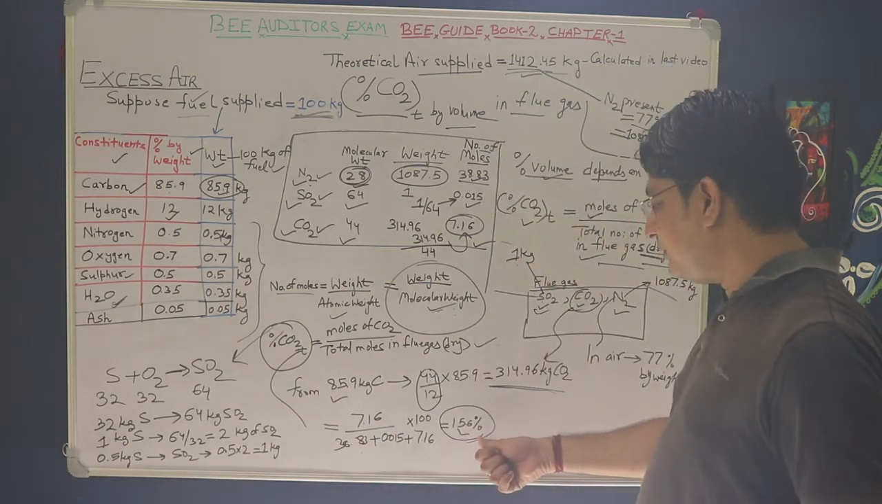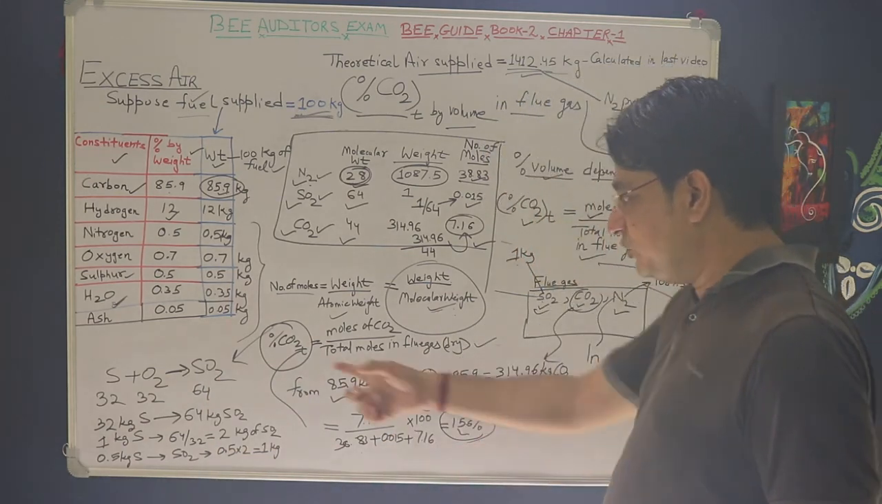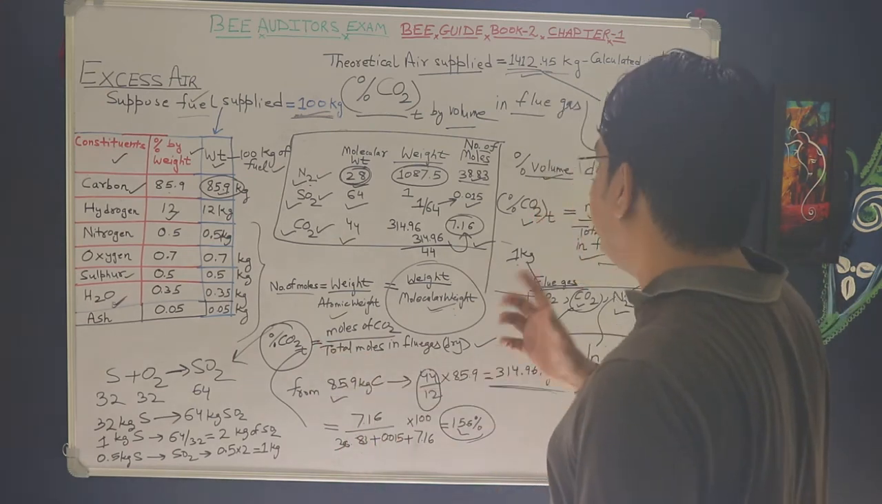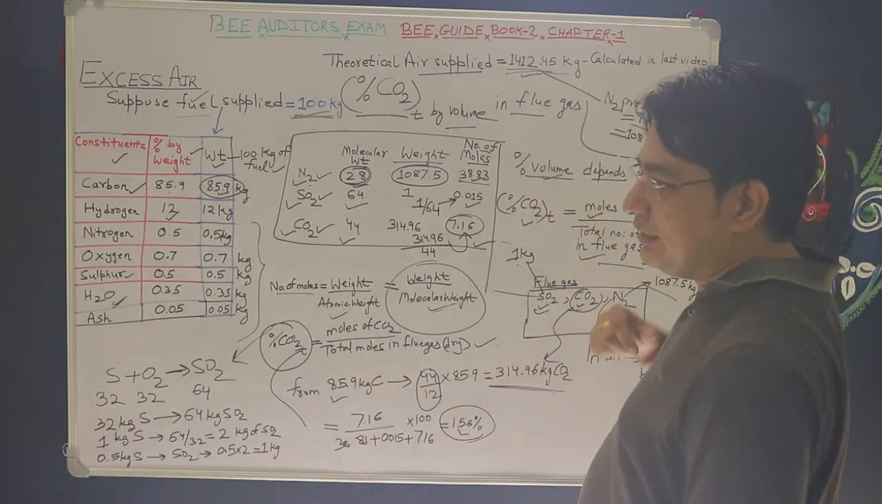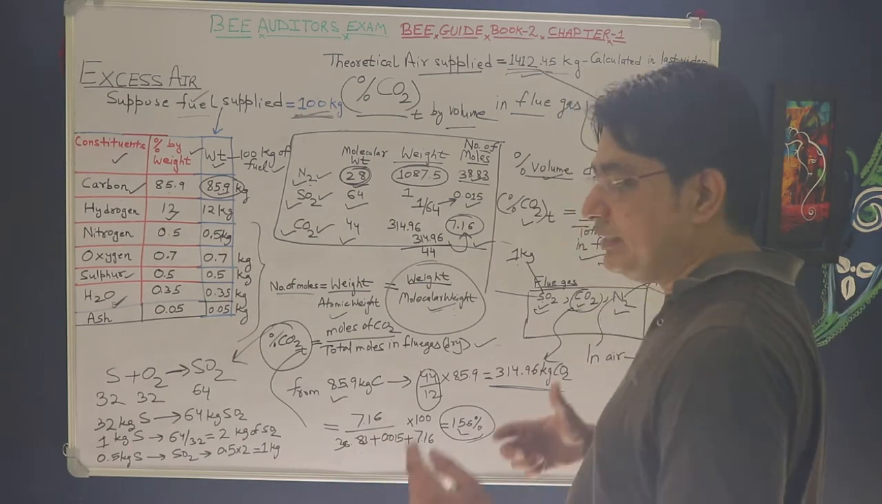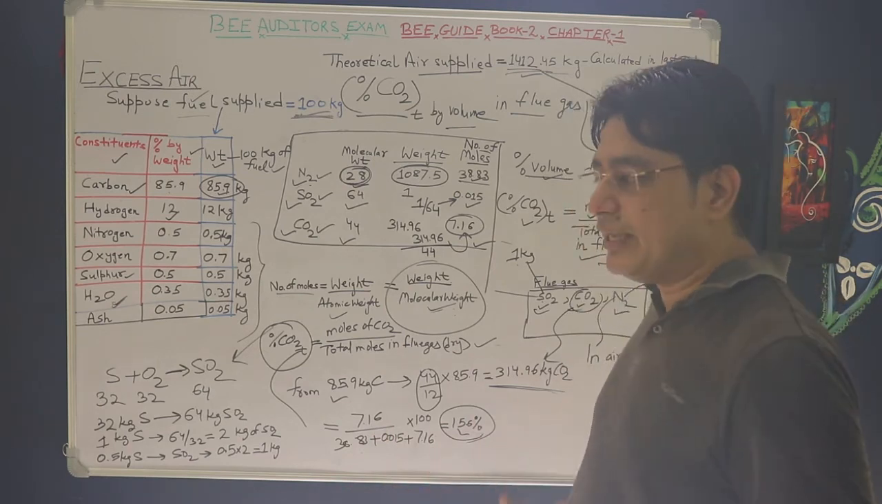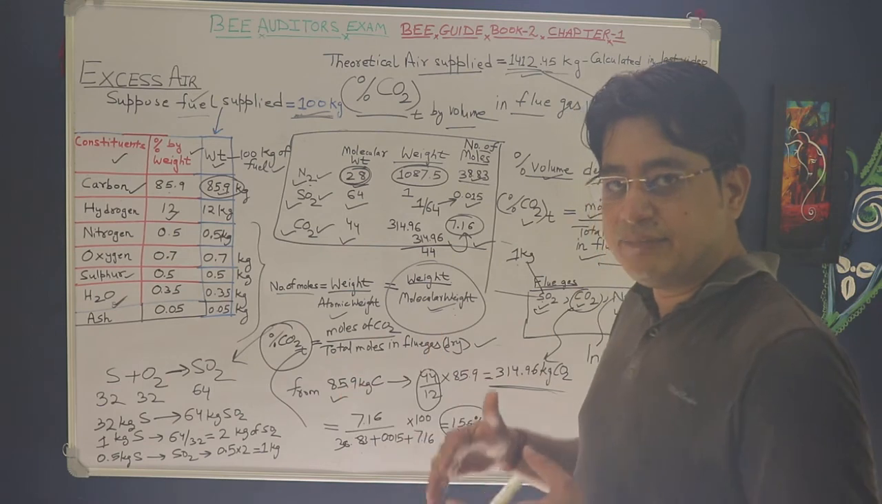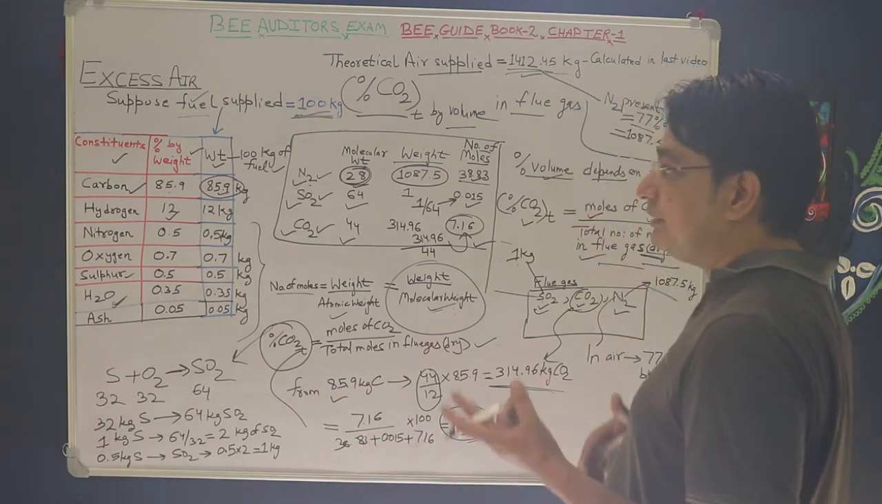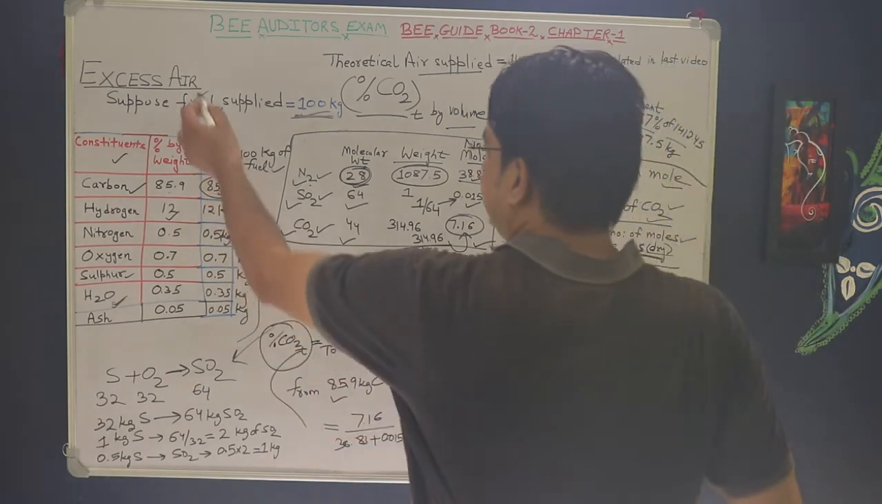And once I have calculated the theoretical CO2 percentage by volume, and I have measured the actual CO2 percentage with the help of my measuring instruments on the exhaust side, that is in the flue gas, I can easily calculate the percentage of excess air supplied.